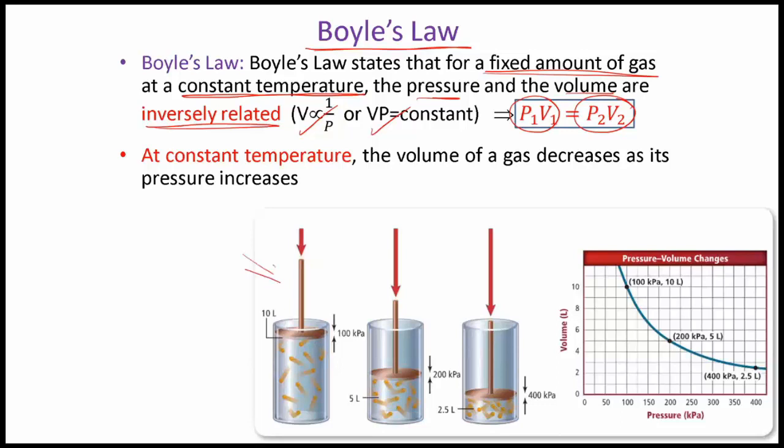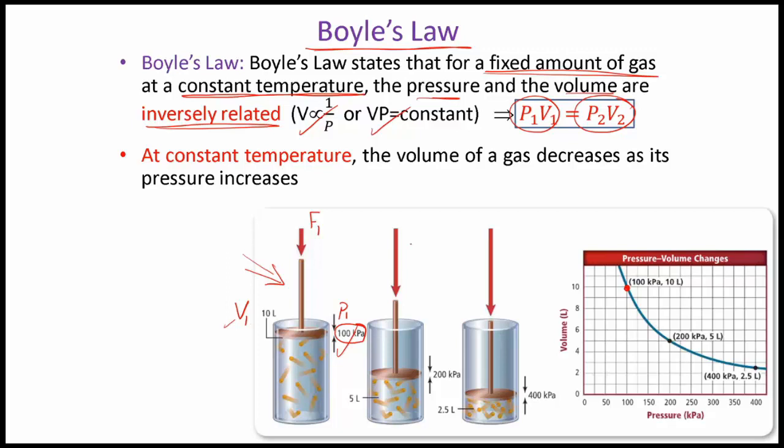So if we take this piston as an example, at the beginning I will apply a force F1. So this will give you a pressure P1. This pressure, let's say it's 100 kilopascal. And the volume of the gas in the piston, let's say is 10 liters. So that's V1. So record P1 and V1, which gives you this point.